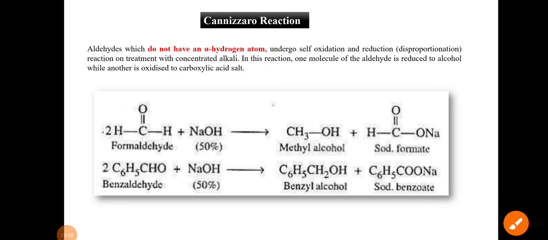So what is the simple reaction? Aldehydes which do not have an alpha hydrogen atom undergo self oxidation and reduction on treatment with concentrated alkali. What is concentrated alkali? That is 50% NaOH. In this reaction one molecule of the aldehyde is reduced to alcohol while another is oxidized to the carboxylic acid salt. Similarly, formaldehyde gives methyl alcohol and sodium formate, and benzaldehyde gives benzyl alcohol and sodium benzoate. That is the example of the Cannizzaro reaction. A very important point to remember: the aldehyde must not have an alpha hydrogen atom. That is the basic point of the Cannizzaro reaction.